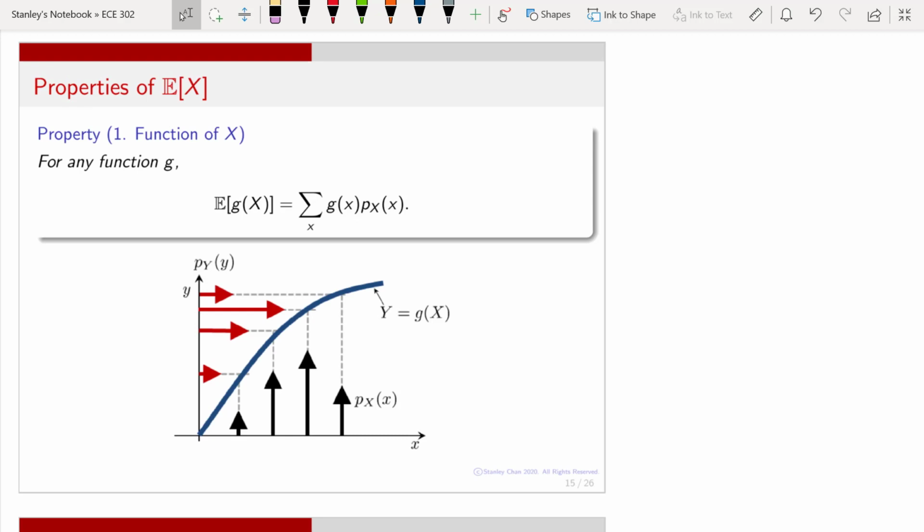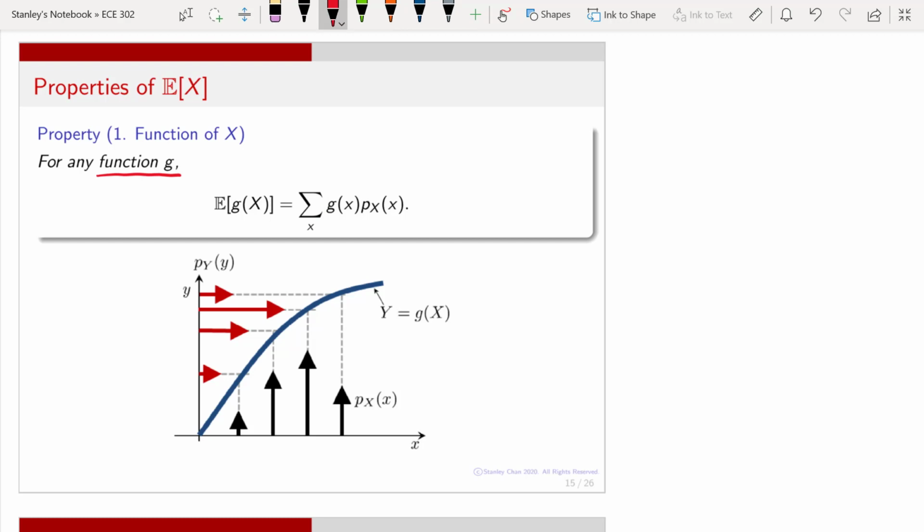There are four properties of expectations that we will need for our course. The first property is that if you have a function g, and if you calculate the expectation of g applied to x, you are not changing the probability mass function. What you're doing is that you're just changing the state that you're working on.